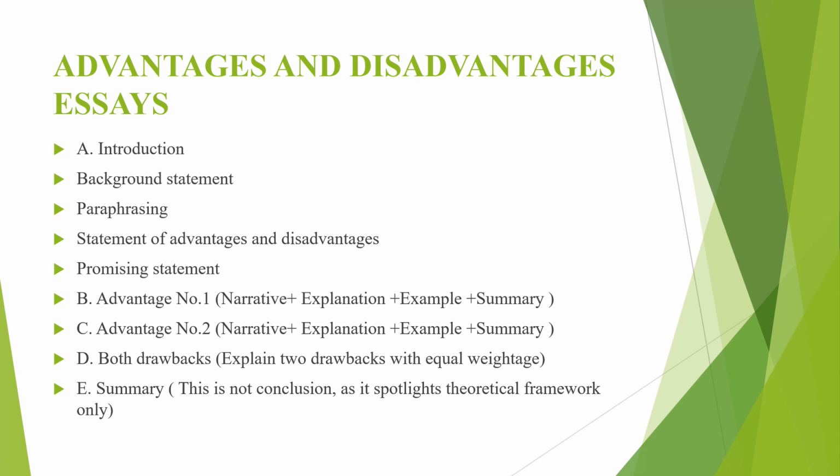For the second paragraph, which is the B part, advantage number 1, narrate that point, explain, mention an example, and summarize it. For the third paragraph, mention advantage 2, narrate it, explain it, provide an example, and a summary should be there. For the fourth paragraph, both drawbacks should be mentioned there. Explain the two drawbacks with equal weight. And the last paragraph is related to the summary. This is not a conclusion, as it spotlights the theoretical framework only.